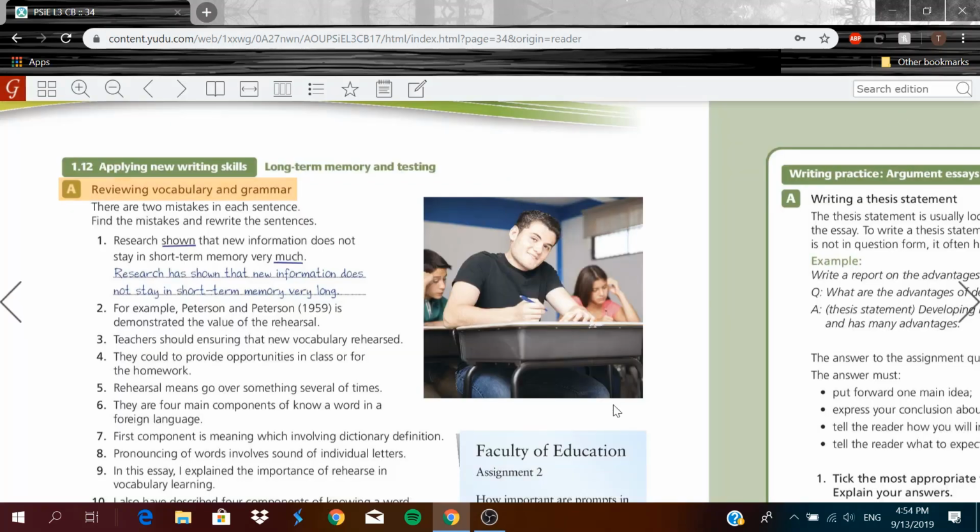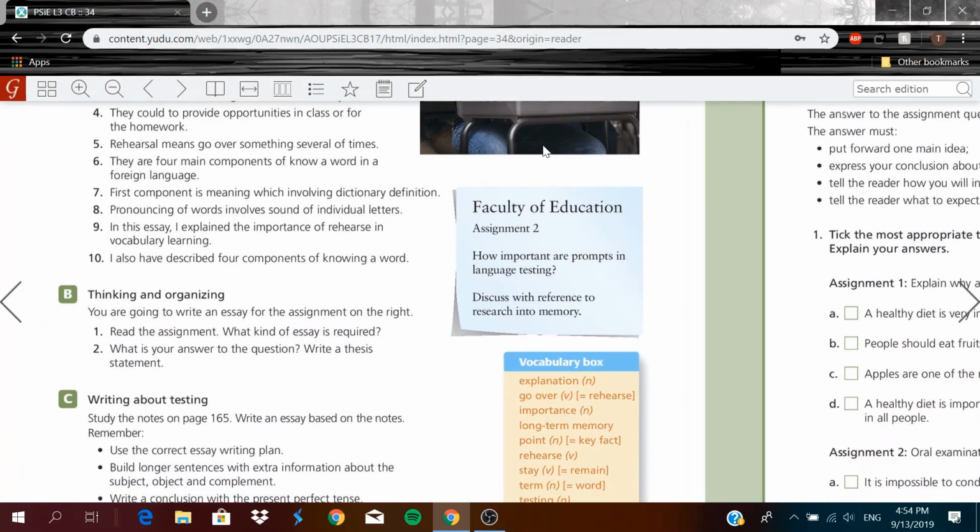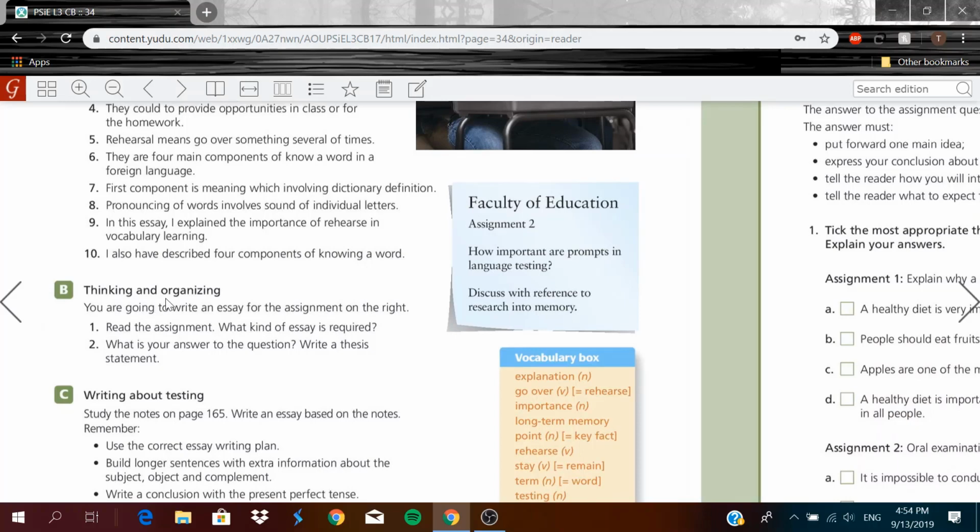Now let's move on. So here we have exercise B, thinking and organizing. You're going to write an essay for the assignment on the right. Let's take a look. Here we have Faculty of Education, assignment 2: how important are prompts in language testing? Discuss with reference to research into memory. So what kind of essay is required to answer this question? What do you guys think?